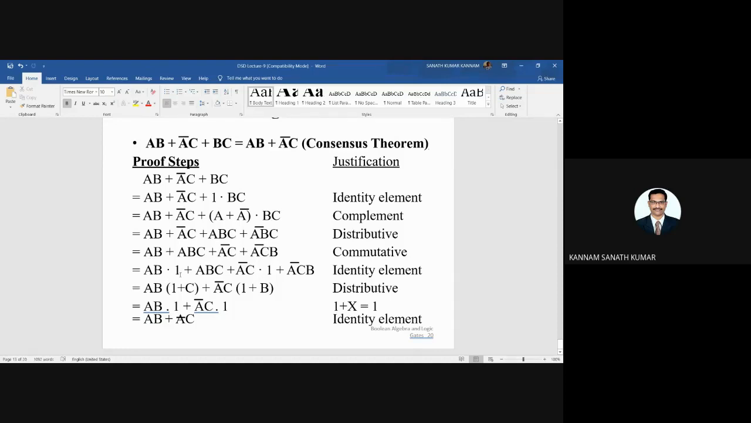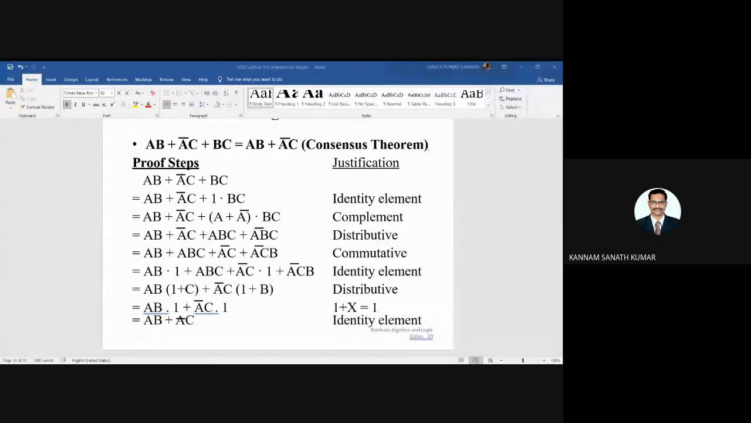Now write AB into 1 from the identity law, and A bar C into 1. Take AB common: 1 plus C. Take A bar C common from these two terms: 1 plus B. From the identity law, 1 plus C equals 1, and 1 plus B also equals 1. So AB into 1 is AB, and A bar C into 1 is A bar C. Is the consensus theorem clear? Yes sir. So this is the proof for the consensus theorem, one of the important theorems you need to remember.